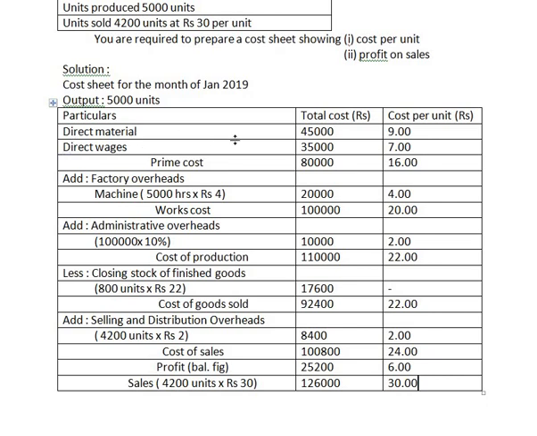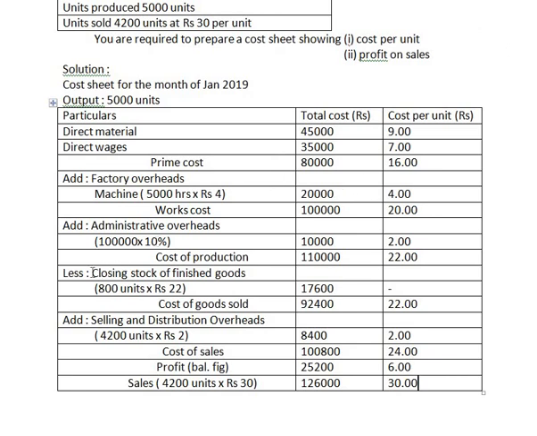Direct material was already given: 45,000 divided by 5,000 will give you cost per unit. Direct wages were also given: 35,000 divided by 5,000 will give you cost per unit. Then we have ascertained prime cost. Then to that we need to add factory overhead. Here they have given the machine hour rate. How many hours the machine has worked and how much is paid per hour is given, so we multiplied that.